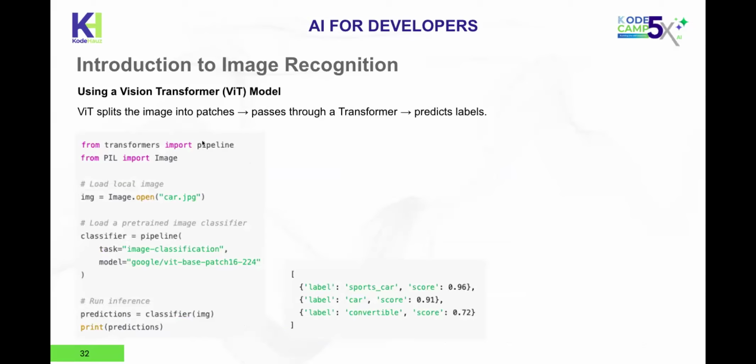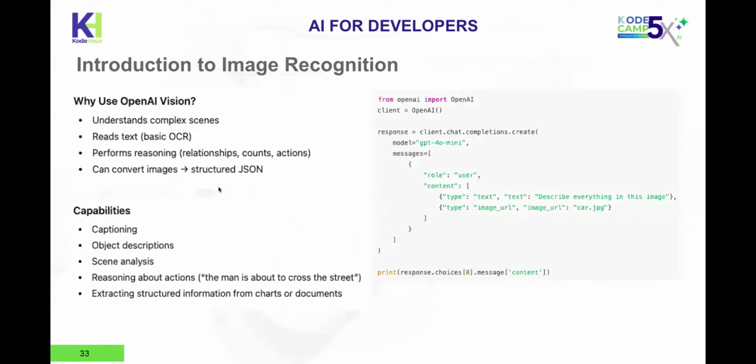A patch is basically a smaller sub-image of a larger image. Then it passes those patches through a transformer, and the transformer is able to predict labels based on it. So this is how you can run it. You can see we still use PIL in Python to manage and manipulate the images, but we are using pipeline. Pipeline basically allows us to run models locally, right? So you would have to get the model locally, the ViT model. We can try some of these examples later on.